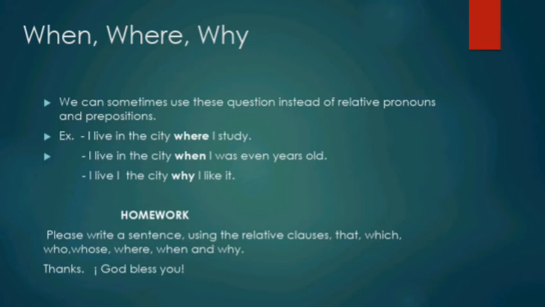Now we are going to talk about where, when, and why. These are question words that we use with relative clauses. We can sometimes use these question words instead of relative pronouns and prepositions. We have some examples. Number 1, I live in the city where I study. Number 2, I live in the city when I was 7 years old. And number 3, I live in the city why I like it. We had 3 different examples when we use where, when, and why.